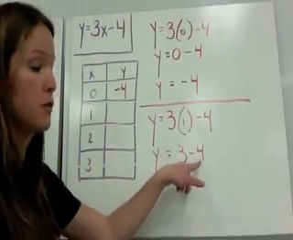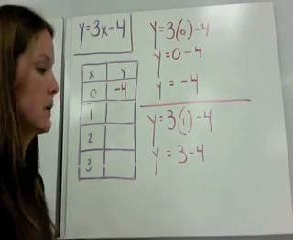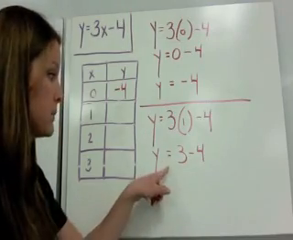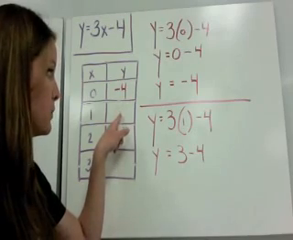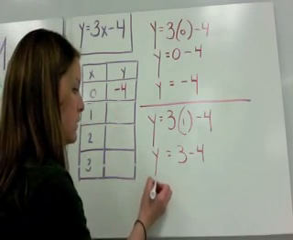3 minus 4 equals -1. So that's what I'm going to plug in to my y column, my output column.